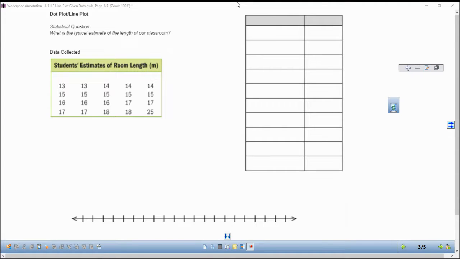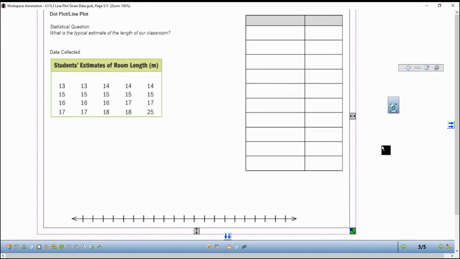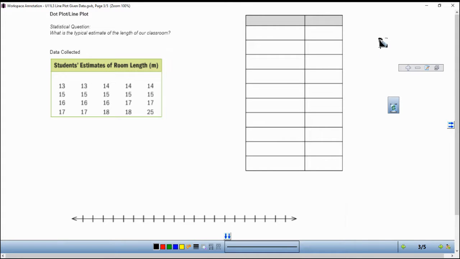Okie dokes, here we are on page, I believe, 10. Page 10. So I'll just write that here. Make sure we're on page 10. There it is. Okay.